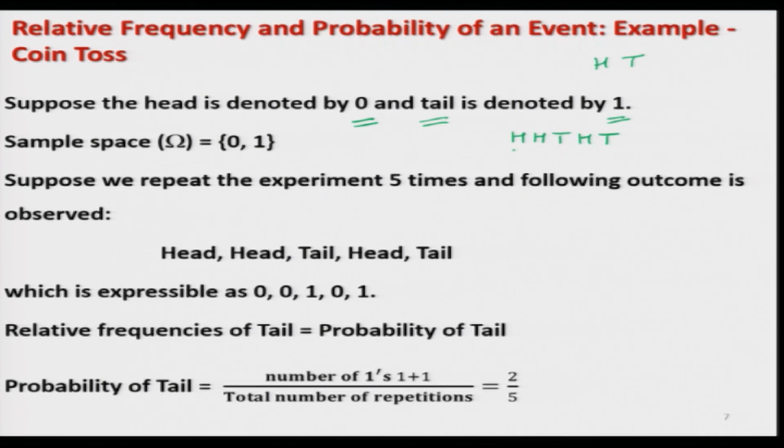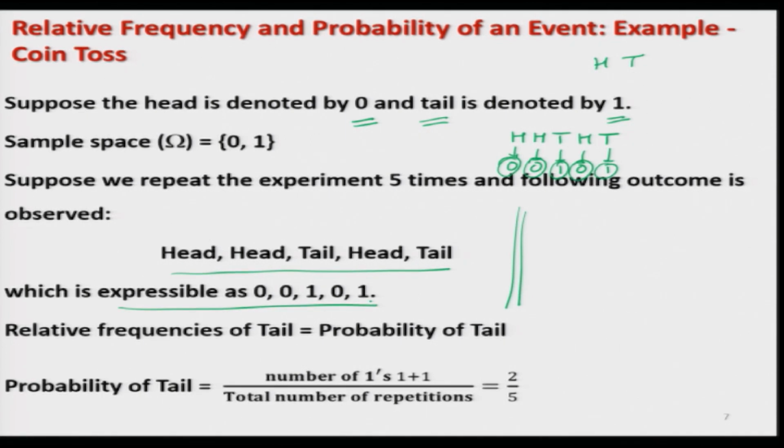So, this can be represented by head occurring meaning 0, and tail occurring meaning 1. A sequence like 0, 0, 1, 0, 1 will indicate that in the first toss you get head, in the second toss you get head, in the third toss you get tail, in the fourth toss you get 0, that is head, and in the fifth toss you get 1, that means tail, right. So this is what I have written here: head, head, tail, head, tail is expressible as 0, 0, 1, 0, 1.